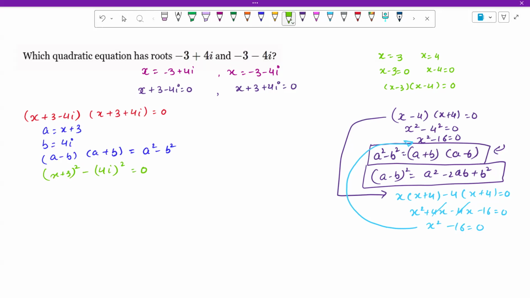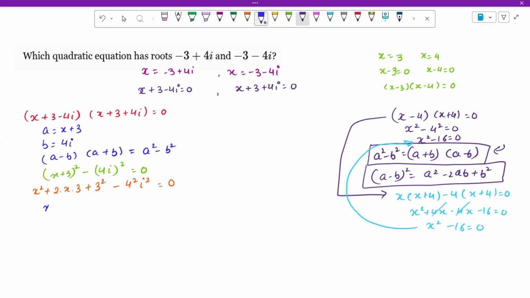A plus B whole square is what? Do you remember the formula? Should we expand it? A plus b whole square. If you remember the formula, that's fine. A square plus 2ab plus b square. Yes, plus 2ab plus b square. That's right. Minus 4i whole square, that means 4 square i square, equivalent to 0.